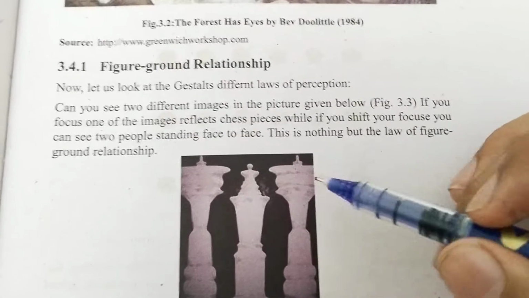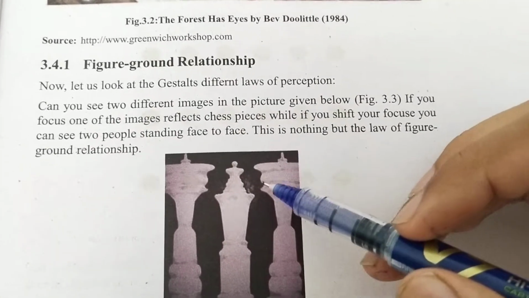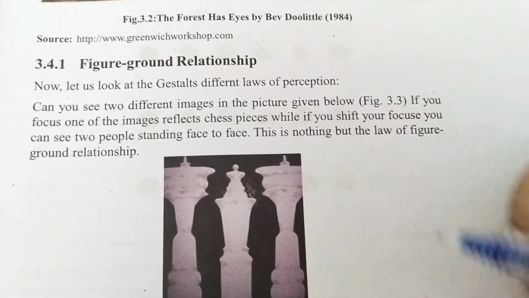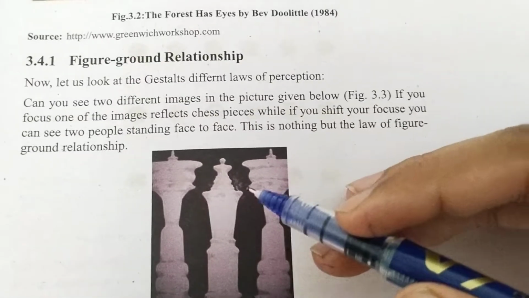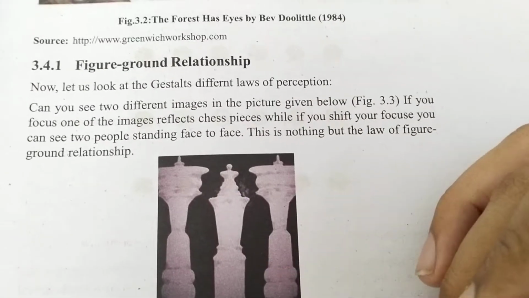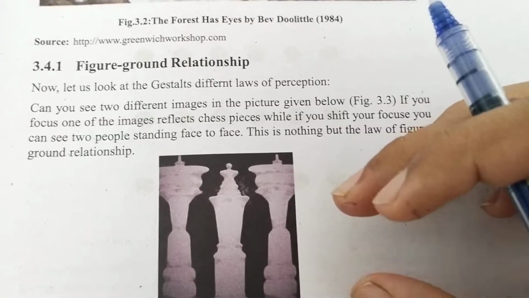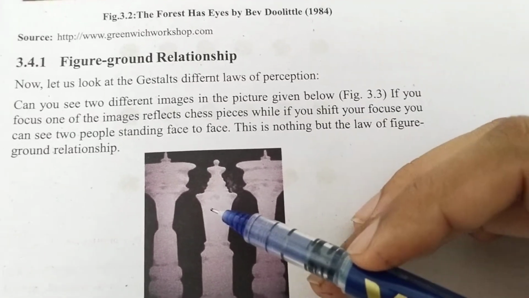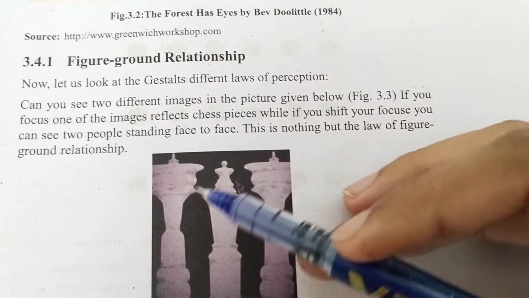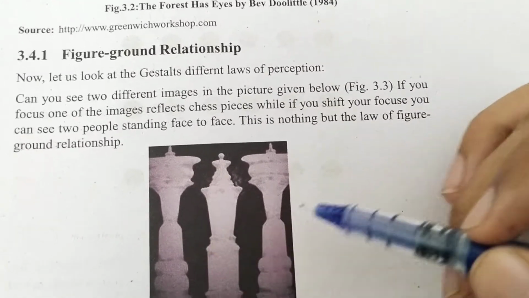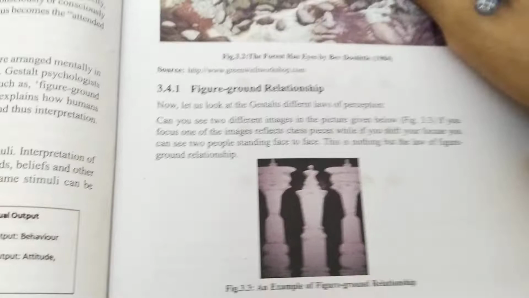This is nothing but the figure ground relationship. This happens when you focus on one particular thing. When you try to focus on the gap, you see that there are two people standing against these columns. So the background is equally important. But when you look at the pieces against the black ground, you see that these are some chess pieces. So in the figure ground relationship, the background is important.